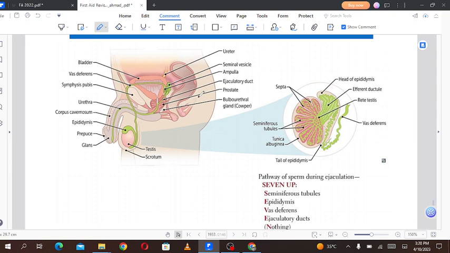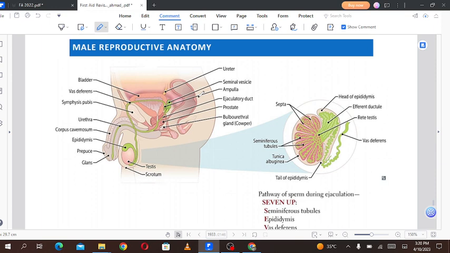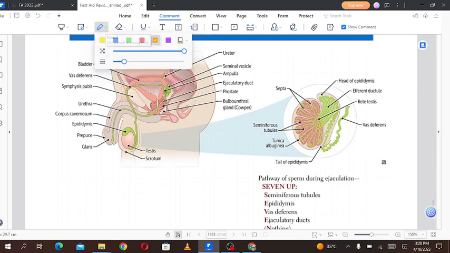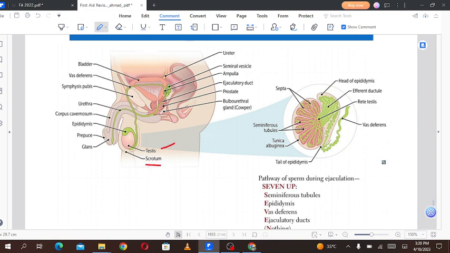Okay, so now we are talking about male reproductive anatomy. So let's see the structures. It is ureter. That is not important. This is testes and then scrotum, and then we have the bulbourethral gland of Cowper, over here, and the prostate is present over here, just at the neck of the bladder. Then we have the ejaculatory duct, and this is the seminal vesicle, and after the seminal vesicle, this is the vas deferens, and then we have urethra and corpus cavernosum. Then epididymis is over here, then prepuce, and then glans penis.